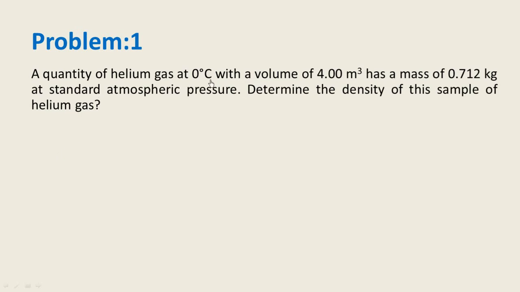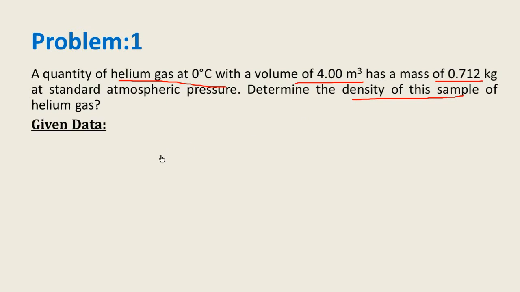We'll have one problem for understanding the density or mass density. A quantity of helium gas at 0 degrees centigrade with a volume of 4 meter cube has a mass of 0.712 kg at standard atmospheric pressure. Determine the density of this sample of the helium gas. Here the given data is the volume, 4 meter cube, and the mass, 0.712 kg. We need to calculate the density of this sample.